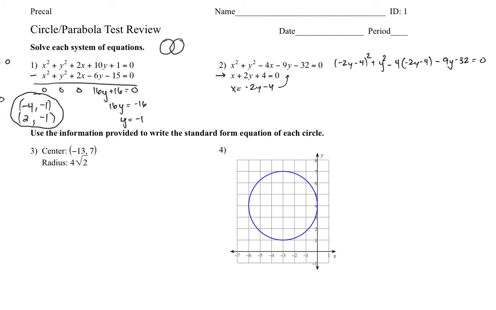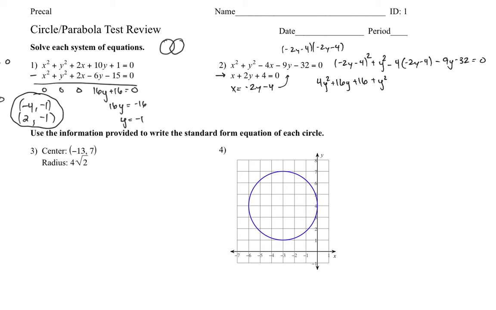The next step would be to take what you have and simplify it. Now, be really careful. This first part is negative 2y minus 4 times negative 2y minus 4. Don't be tempted to shortcut that. That is full-on FOIL, so make sure that you're very careful. That will turn out to be 4y squared plus 16y plus 16 when you finish it.